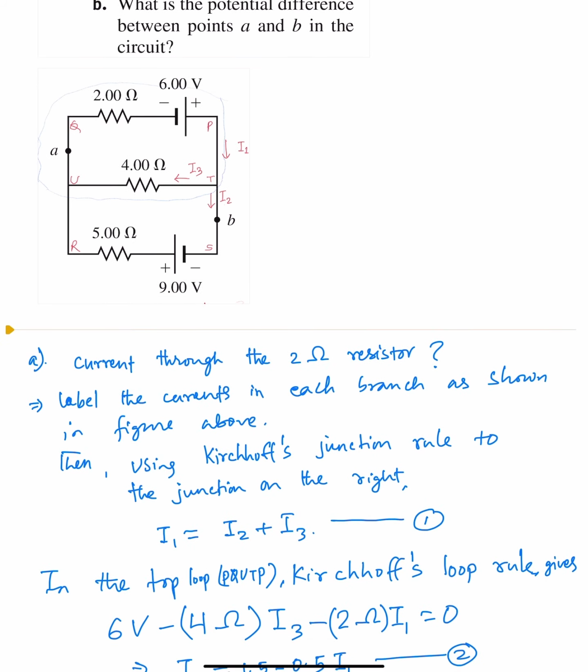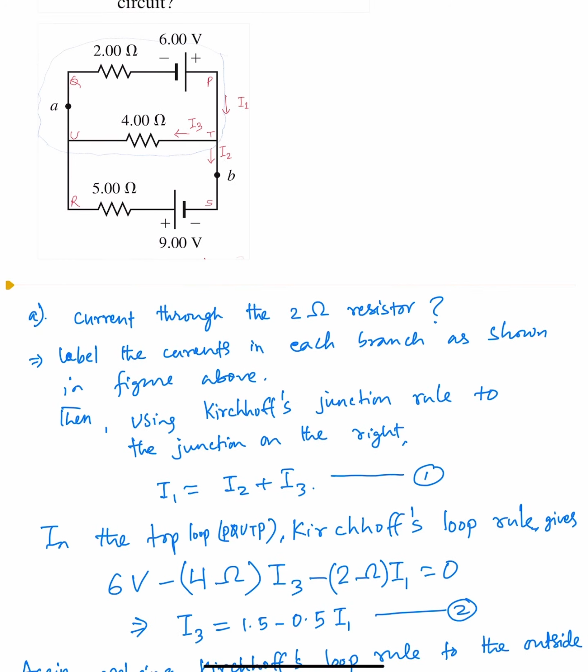First of all, you can label the currents in each branch as shown in the figure, like I1, I2, and I3. I1, then this side is I3, and this is I2, and you can see the point B is somewhere here. There is a battery and something else, and the resistors.